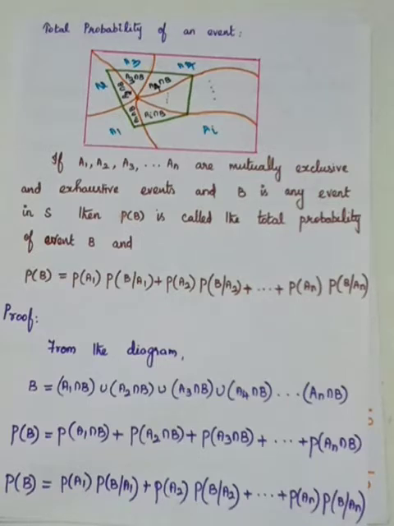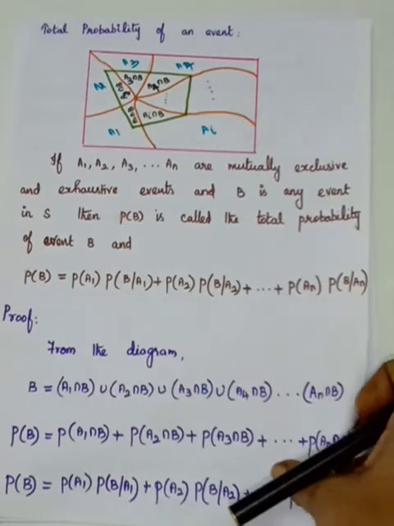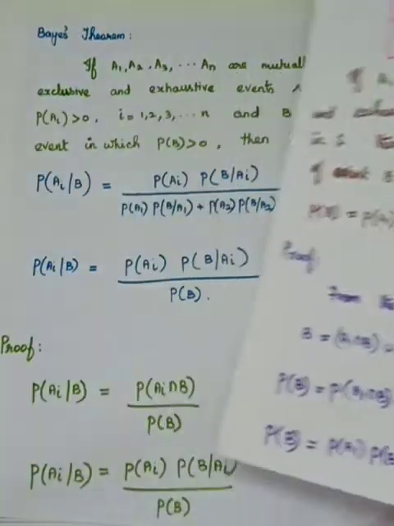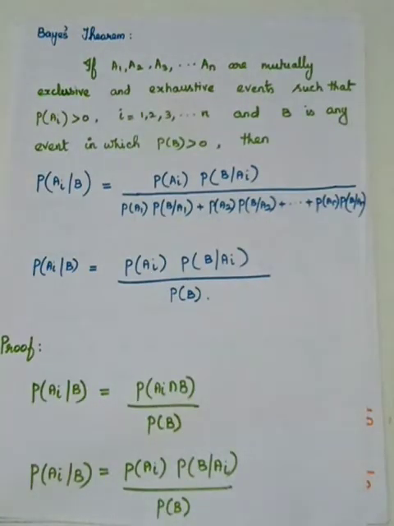So the formula for the total probability of an event B, denoted by P of B, is equal to P of A1 into P of B by A1, plus P of A2 into P of B by A2, plus etc., P of A_n into P of B by A_n. That is the total probability of an event. So the next one, we are moving to the Bayes theorem.